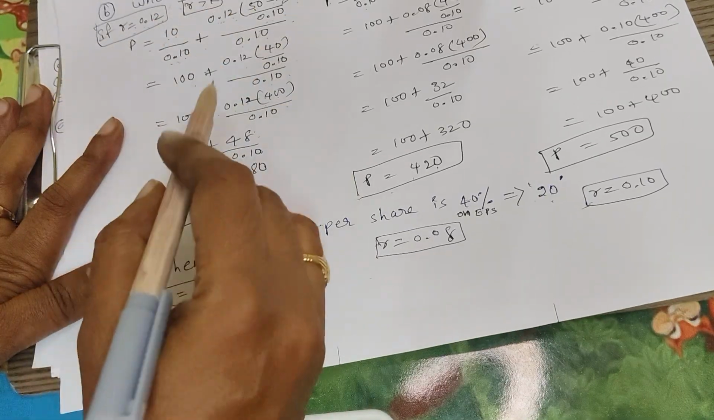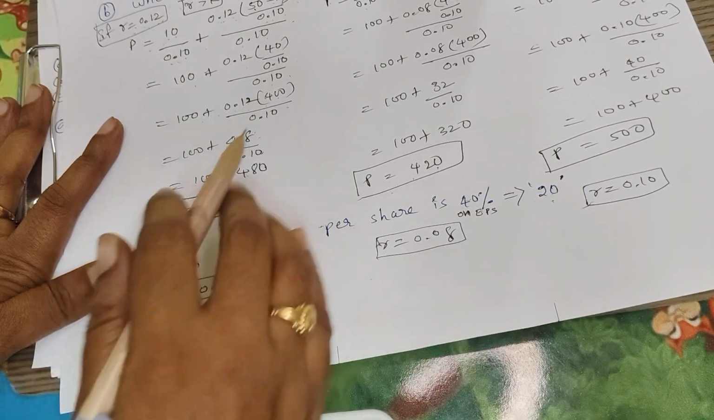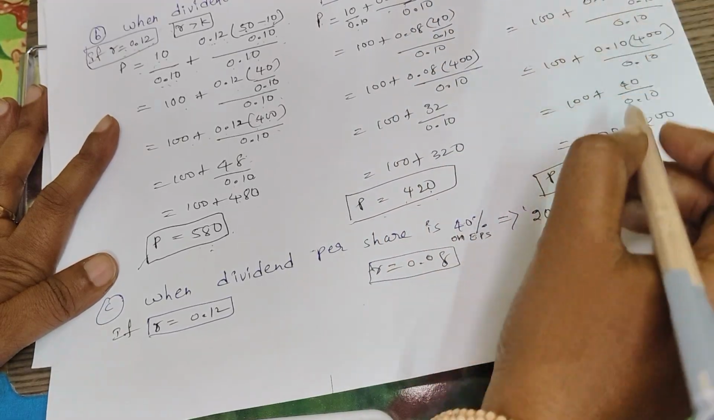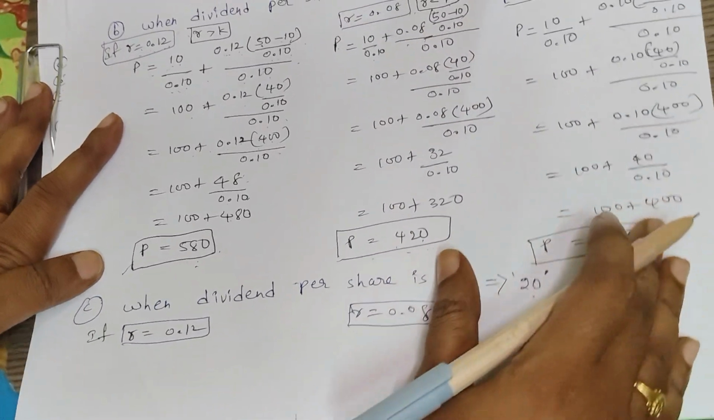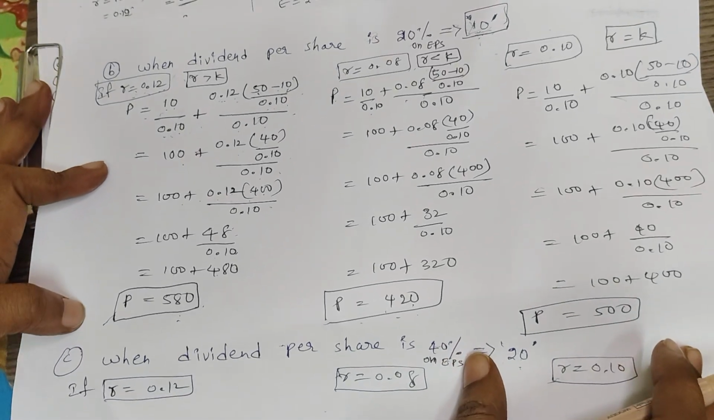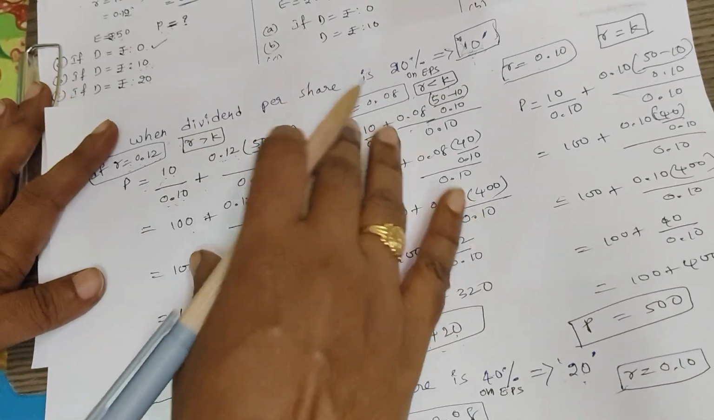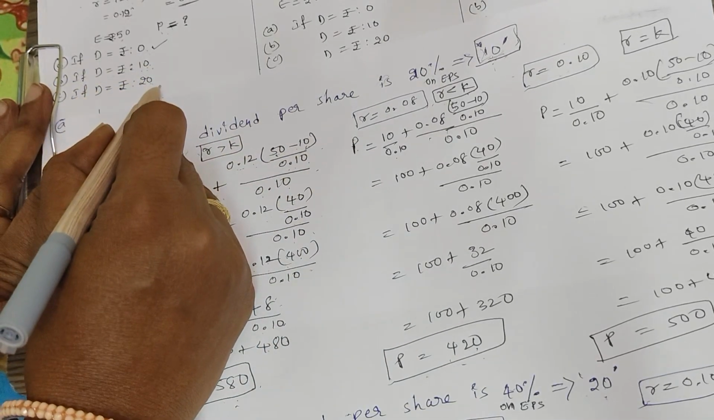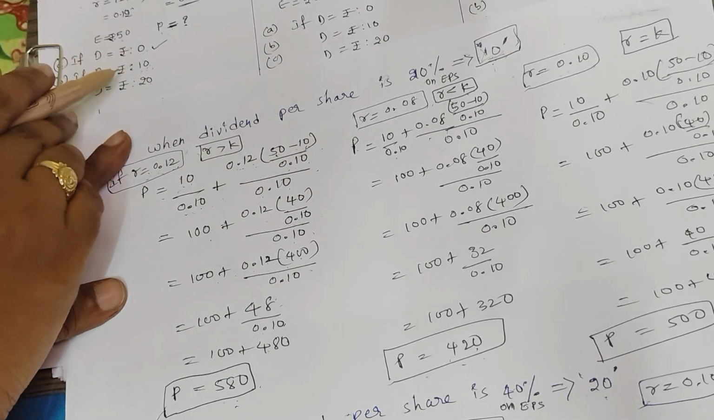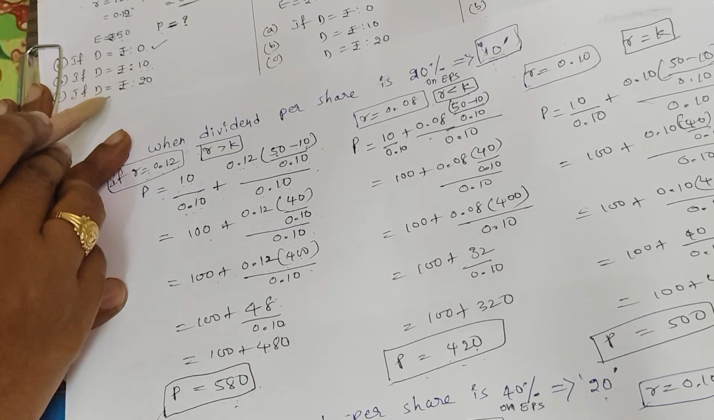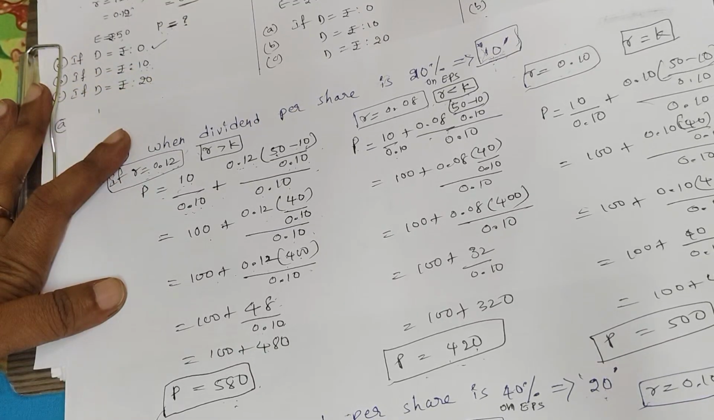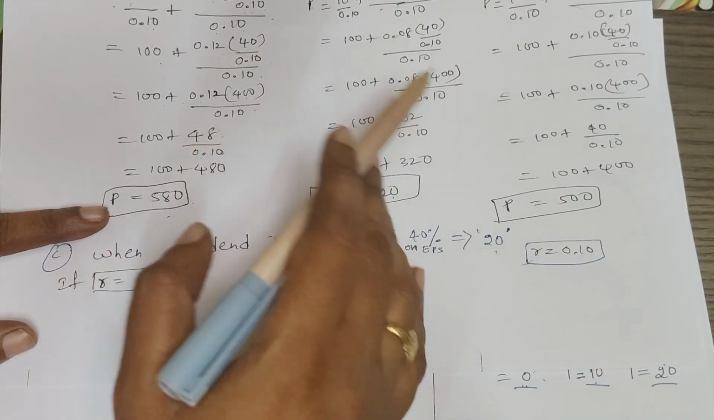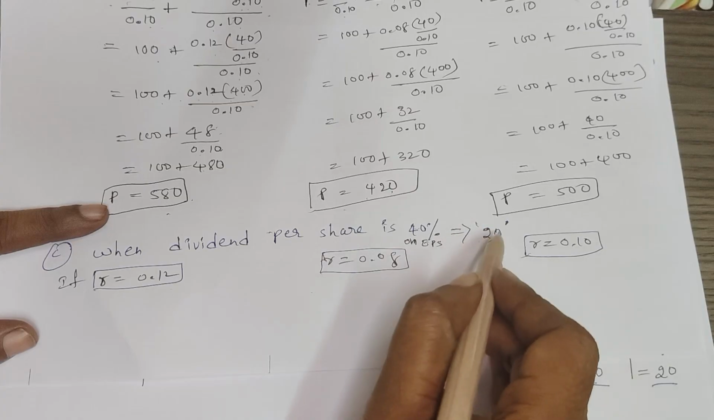So our P value when R is greater than K is 580 rupees. When R is less than K, our P value is 420. When R equals K, our P value is 500. Then after calculation of these values, next if D is equals to 20, here we completed if D is equals to 0, if D is equals to 10. Again here we need to find out P value by using D is equals to 20. If D is equals to 0 and 10, what procedure we used? Same procedure we are using for D is equals to 20.